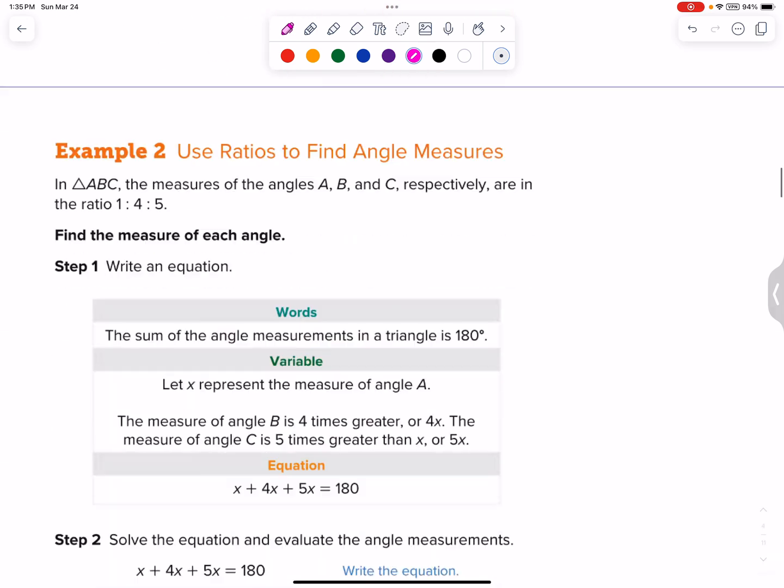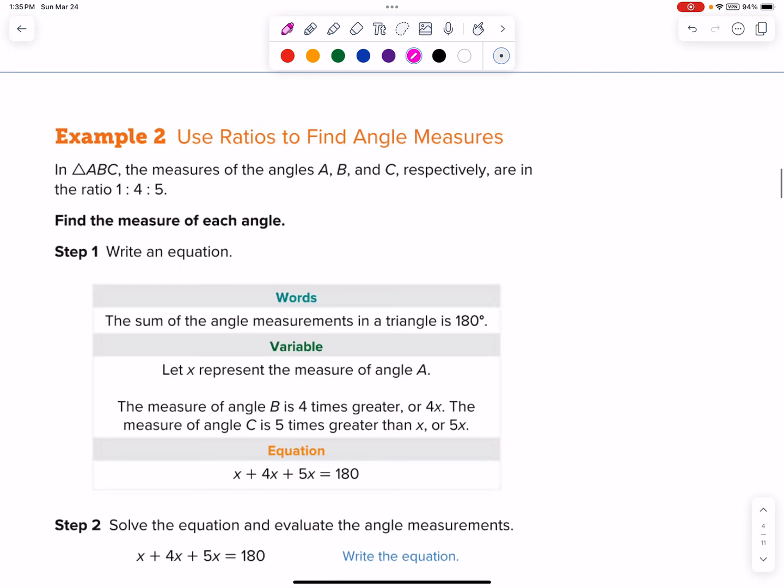Okay. All right, let's go ahead down to example number 2. It says use ratios to find angle measurements. So they're giving you this ratio right here. And they're saying the angle or triangle ABC. So this is how you would say triangle ABC. The measures of angle ABC respectively are in this ratio of 1 to 4 to 5. So that means the first side is 1, the second side is 4 times that amount, and the third side is 5 times that original amount, okay? Or 5 times the value of 1.